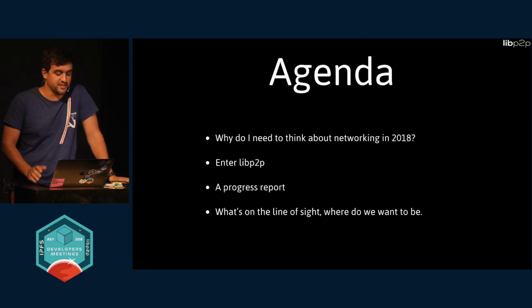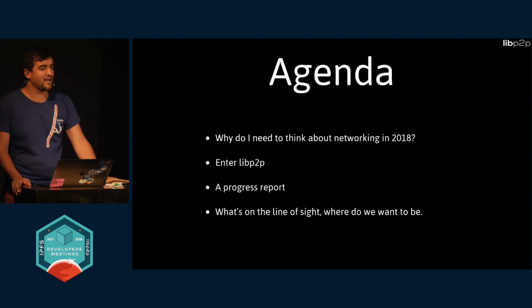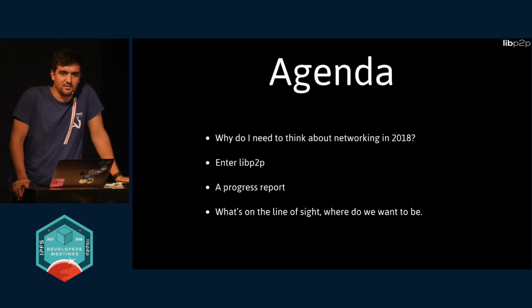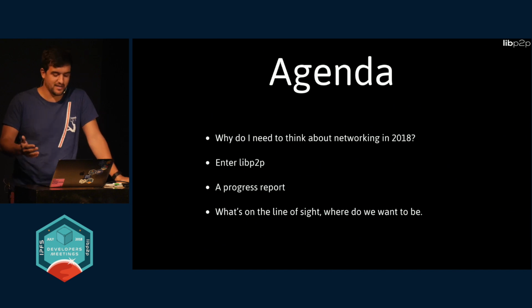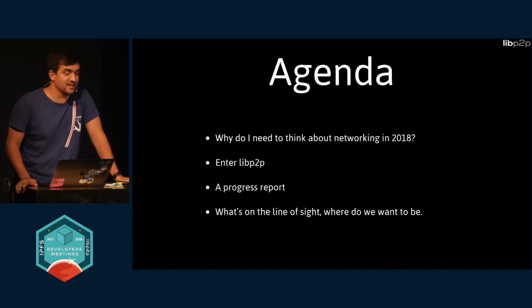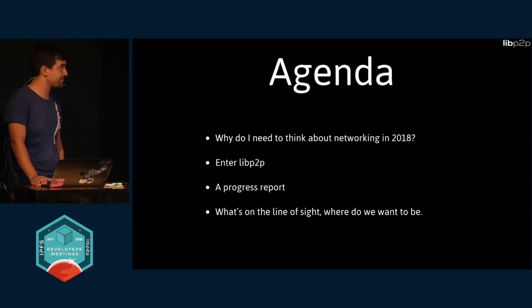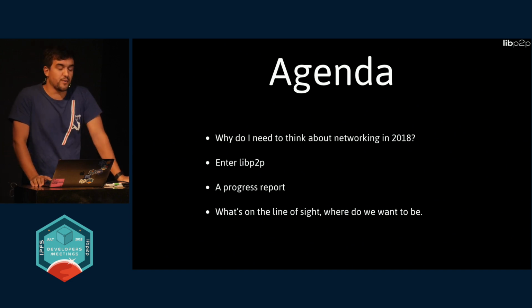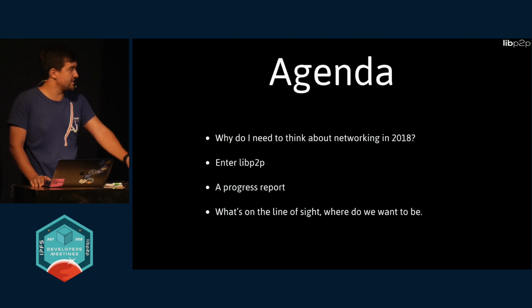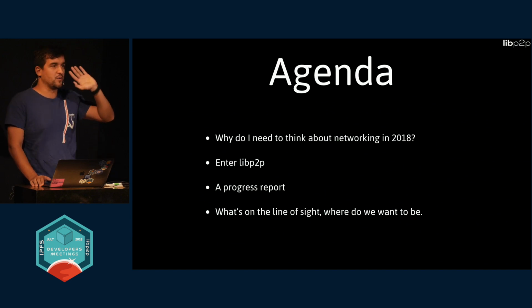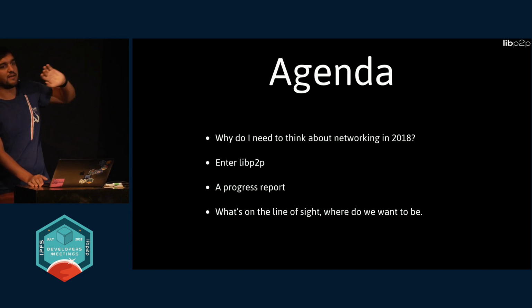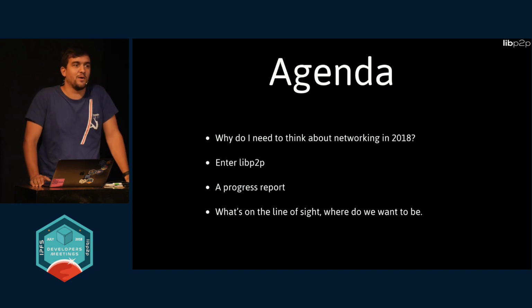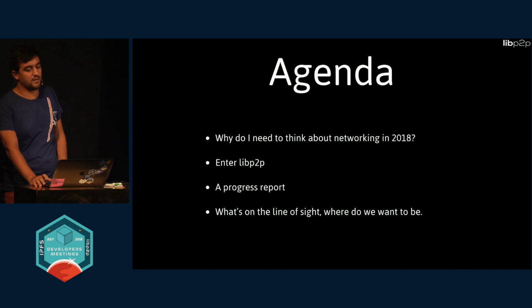I have a simple agenda. I'll start with the motivation and why the heck do we still have to think about networking in 2018? Wasn't connecting the whole world a goal of the last century? Why do we still have to think about this? And then with that motivation, I'll introduce libp2p, explain what it is, what it can do, what it can solve today, then a progress report on the project, the community, the users, etc. And then just try to see what's out there, to give an idea of what we think will be the next things for libp2p.